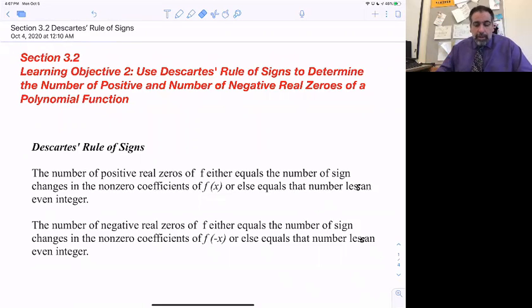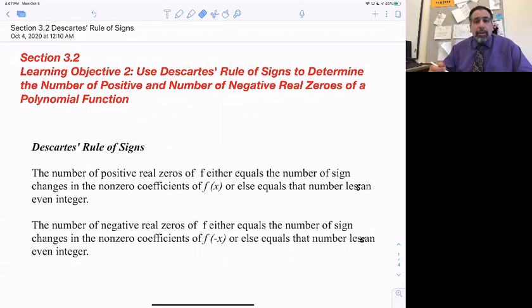So the first part of Descartes' rule of signs is the number of positive zeros will either equal the number of sign changes that we see in our polynomial when we write it in decreasing order, or it will equal that number less than an even integer, okay? So if we see 7 sign changes, we could expect that there will be 7 solutions, or we can reduce by 2 each time. There could be 5, there could be 3, there could be 1. Those are the number of positive zeros we're talking about, okay?